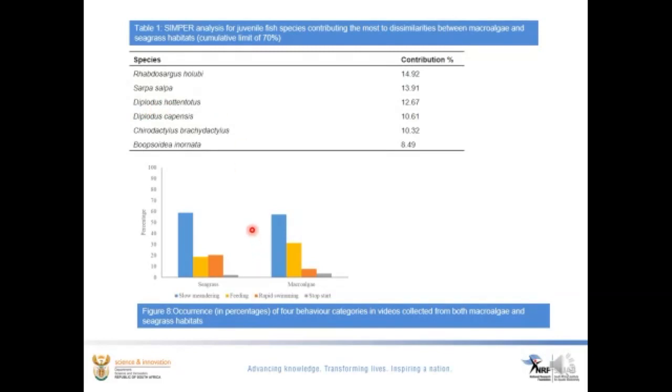In terms of behavior, there were no significant differences in all behavioral categories between the two habitats. But feeding was visibly higher in macroalgae than in seagrass. Please note that feeding and slow meandering show a high degree of habitat use.